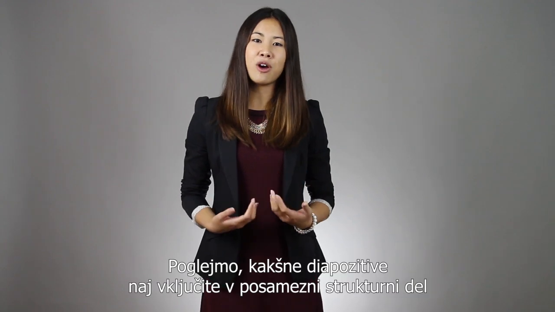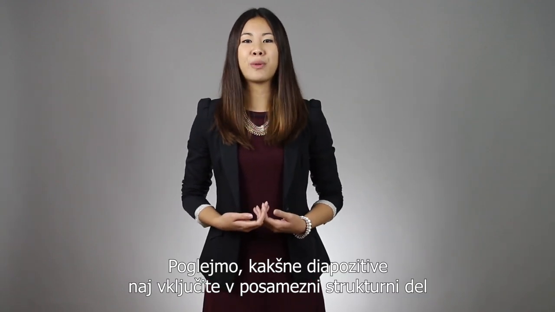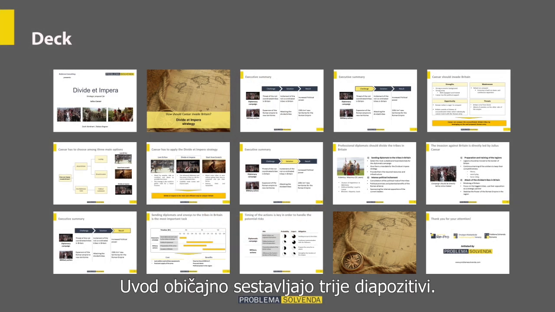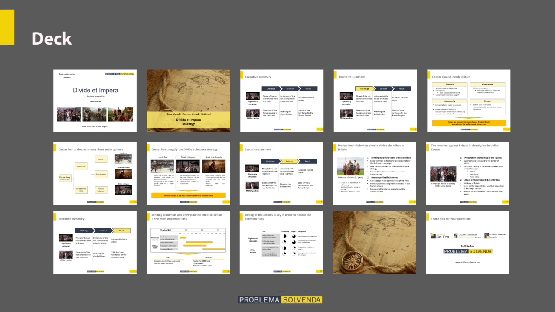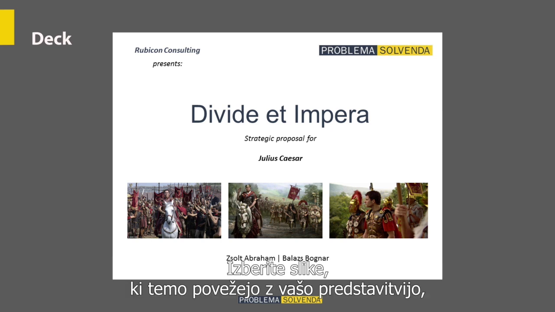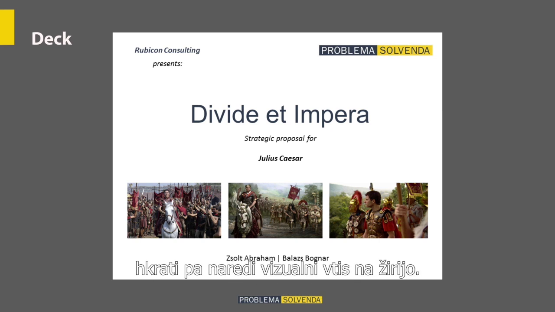Let's see what kind of slides you should involve in the different parts to make a good presentation. Let's start from the beginning. The introduction is typically made of 3 slides. The first is the cover slide. Here it's worth showing the names and the name of your school, since this is how they are going to recognize you. You should choose a picture which connects to the topic you are going to talk about, and it gives a visual to the jury as well.